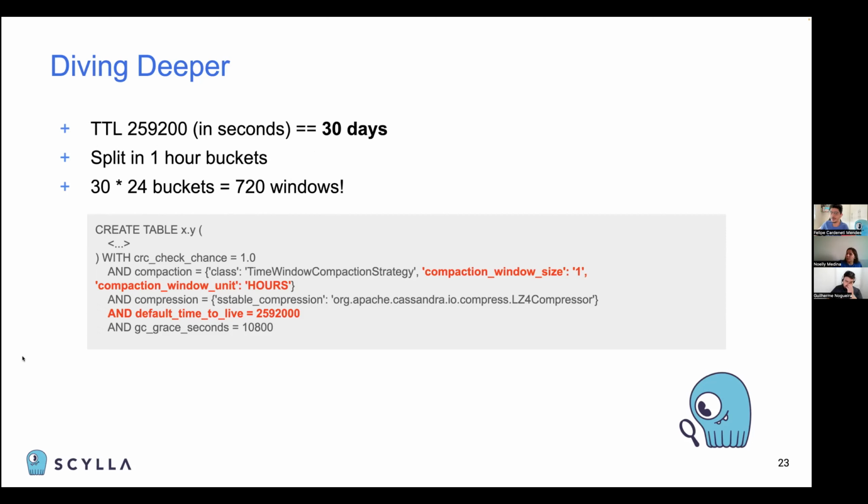Felipe, can you explain a bit further regarding the time window compaction strategy and why we should be careful while setting the time for the bucket?